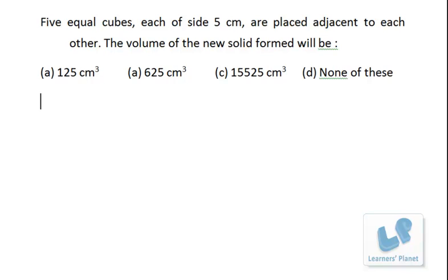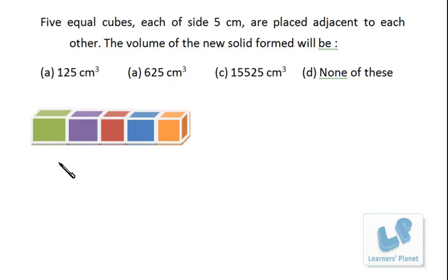Now friends, let's see this question. 5 equal cubes each of side 5 centimeter are placed adjacent to each other. The volume of the new solid formed will be. Now that new solid will be actually a cuboid. Now you just have to visualize the situation so we can find out the edges of the cuboid. I just draw a picture over here. Just wait for a moment.